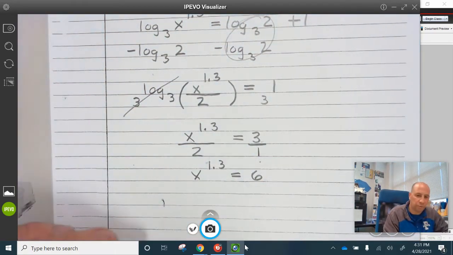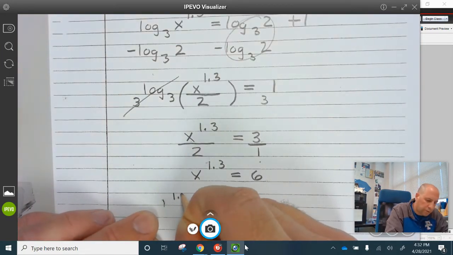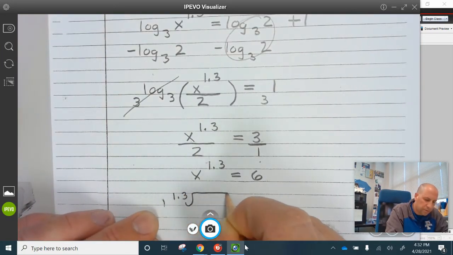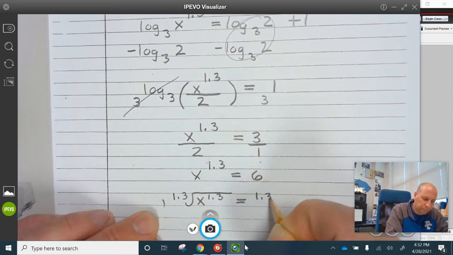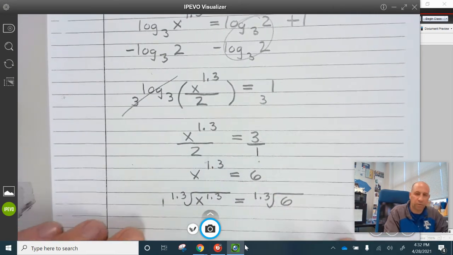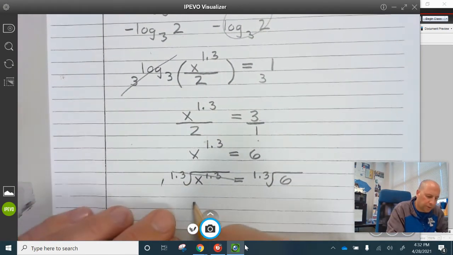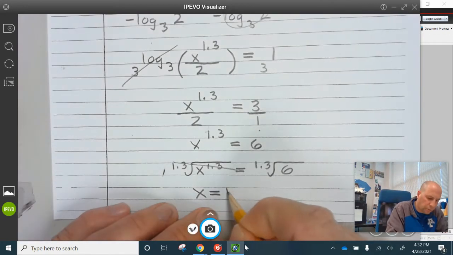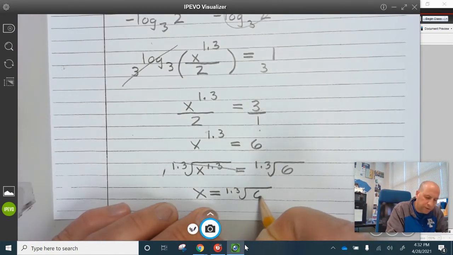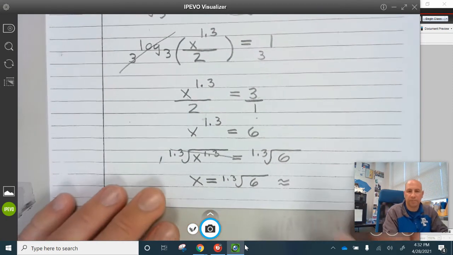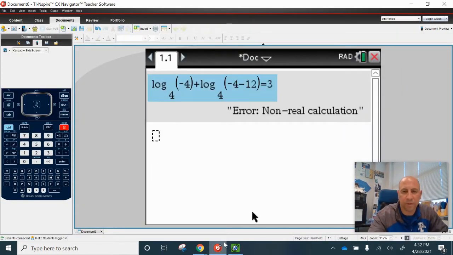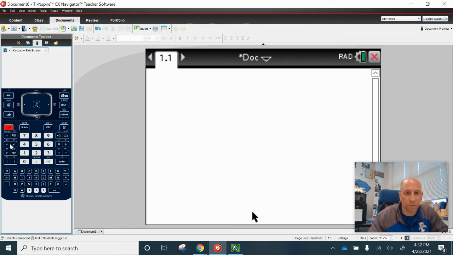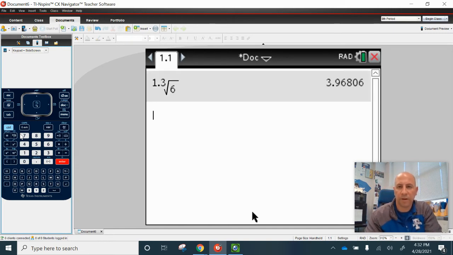All right, and then what we're going to do is take the 1.3 root of both sides. Now, when we do that, these cancel each other. You're left with x equals the 1.3 root of 6, which is approximately, let's put that in our calculator. So control root, 1.3 of 6 is 3.968.